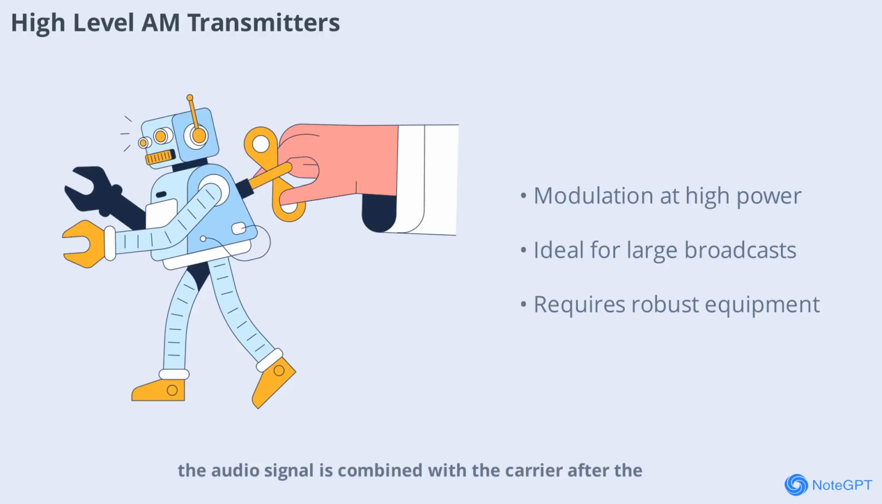Here, the audio signal is combined with the carrier after the carrier has already been amplified to a high power level. This method is preferred for large-scale broadcasting, such as national radio stations, because it can handle much higher transmission powers. However, it requires more robust and expensive equipment to manage the high energy involved in the process.